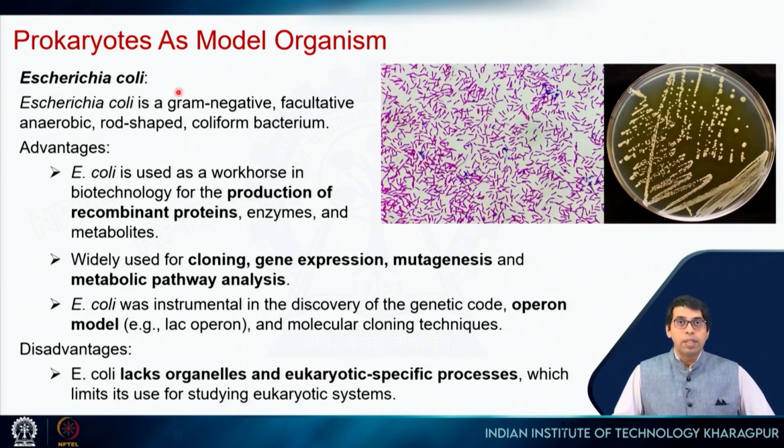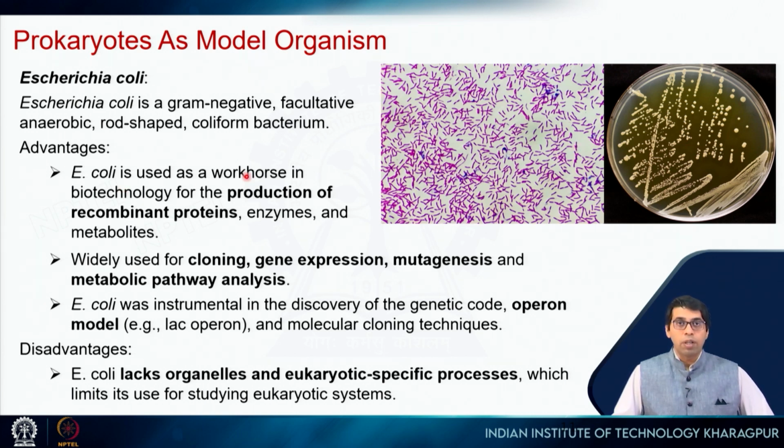So E. coli is a model prokaryotic organism. It is a gram-negative bacteria. It is facultative anaerobic, which means that in the presence of oxygen, it will use oxygen to produce ATP. So it will go through the aerobic process. However, in the absence of oxygen, it will go to the anaerobic metabolism, anaerobic process. It is rod-shaped, so you can see its rod-shaped like structure here.